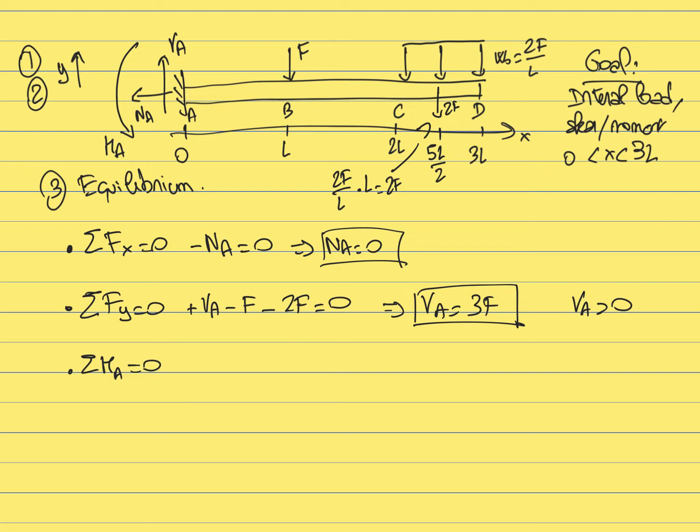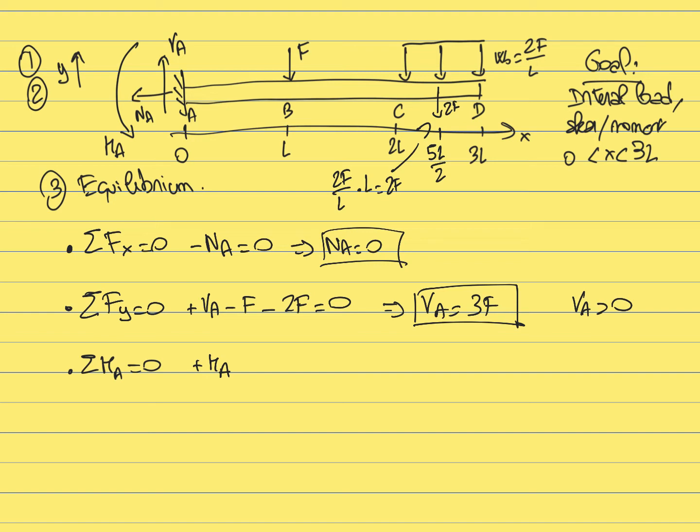The first moment that we have is the moment applied by the support. So we have MA. When we project the moment, we need to use the right-hand rule to find if the projection of those moments is positive or negative. MA is anti-clockwise. It means it has a positive projection, so its projection is plus MA. Then we have the moment created by the force F at x equal L.